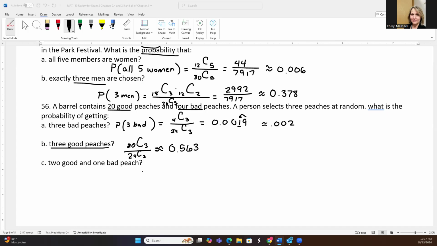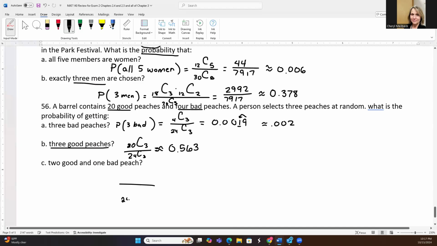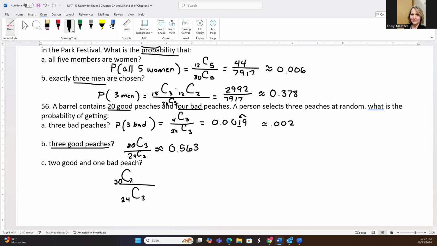Now we want 2 good and 1 bad. So our denominator will still be the same, the 24 choose 3. But of the 2 good, you'd be picking 2 of the 20 good. So it'd be 20 choose 2 times 1 of the 4 bad. So 4 choose 1. Let's see what Desmos tells us that is. It looks like that answer would be 0.375.